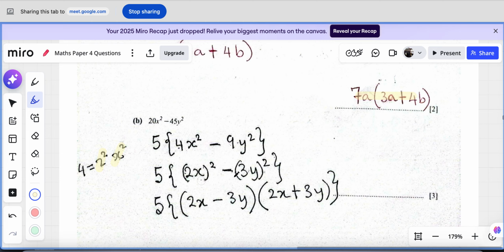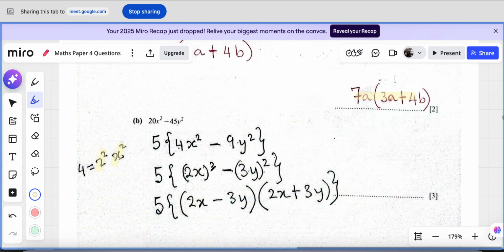Okay? Then minus, similarly, you do the same to this one. 9 is 3 squared. So instead of saying 3 squared, y squared, you say 3y, put both of them together, and you square both of them together, before you put your outer bracket. This outer bracket is showing that you are multiplying everything with 5. 5 is common to everything.